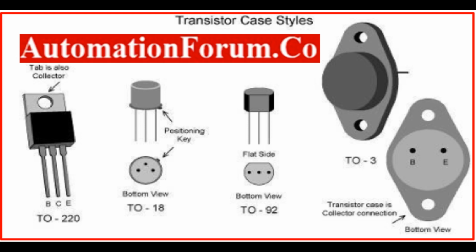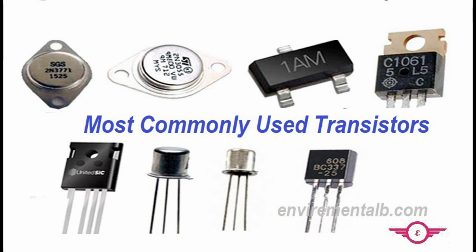Insulated gate bipolar transistor, IGBT. An insulated gate bipolar transistor, IGBT, is a type of transistor that combines the features of a bipolar junction transistor, BJT, and a metal oxide semiconductor field effect transistor, MOSFET. It is designed to handle high voltage and high current levels, making it suitable for power electronics applications.